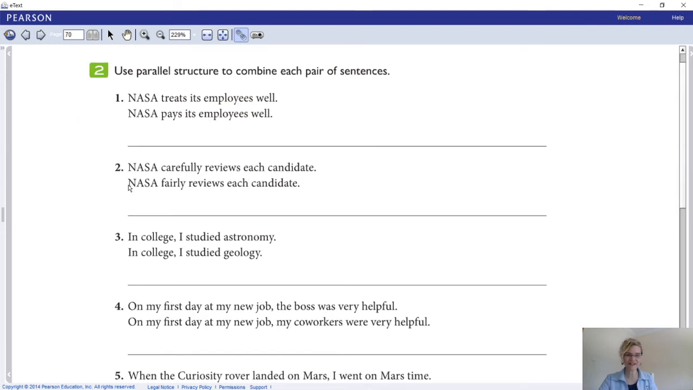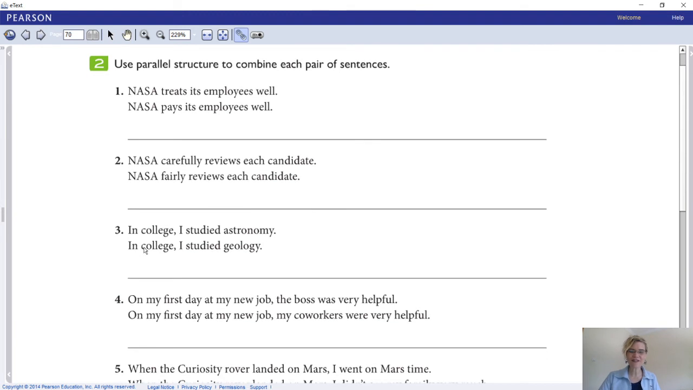Okay, now you're going to try it out. Use parallel structure to combine each pair of sentences. Hooray, we've got number 1 until 7. This is important, guys, because most students make a lot of mistakes in parallel structures when it comes to writing. Okay, so please do this activity right now so that during a Zoom meeting we can check it. Pause your video, go ahead.